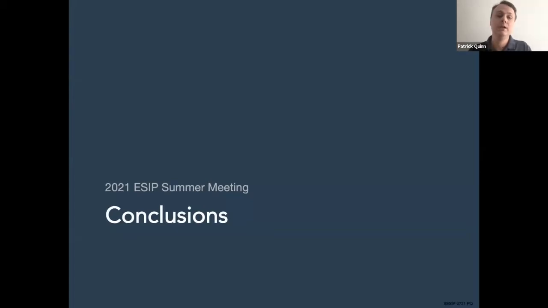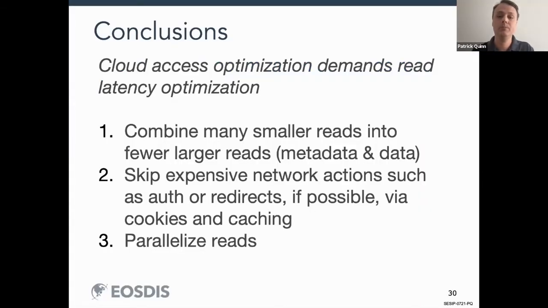So where does that actually leave us? I think more than a single library implementation, there are some underlying techniques that are important here. If you can combine smaller reads into fewer larger reads, if you can skip expensive network actions like not re-authenticating every time, not getting redirected every time, and if you can parallelize your reads, then the underlying storage mechanism actually isn't nearly as important as it might seem.